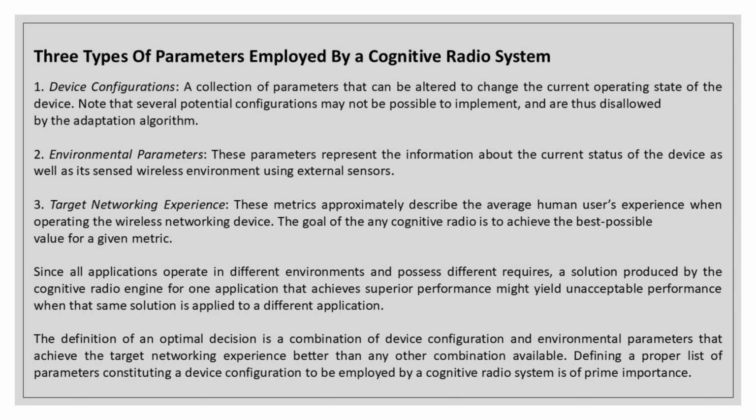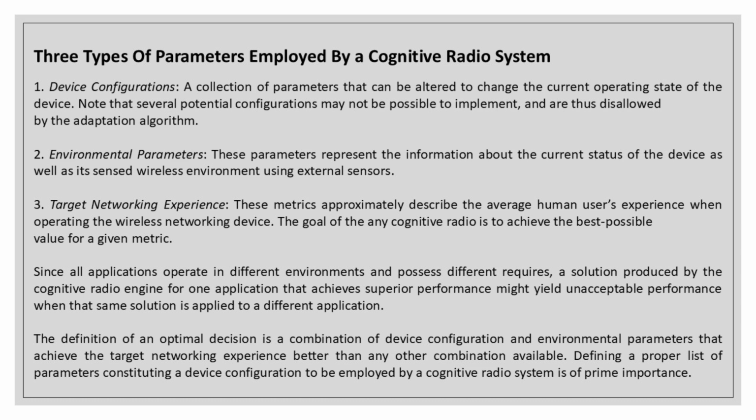2. Environmental parameters. These parameters represent the information about the current status of the device as well as its sensed wireless environment using external sensors. 3. Target networking experience. These metrics approximately describe the average human user's experience when operating the wireless networking device. The goal of any cognitive radio is to achieve the best possible value for a given metric.